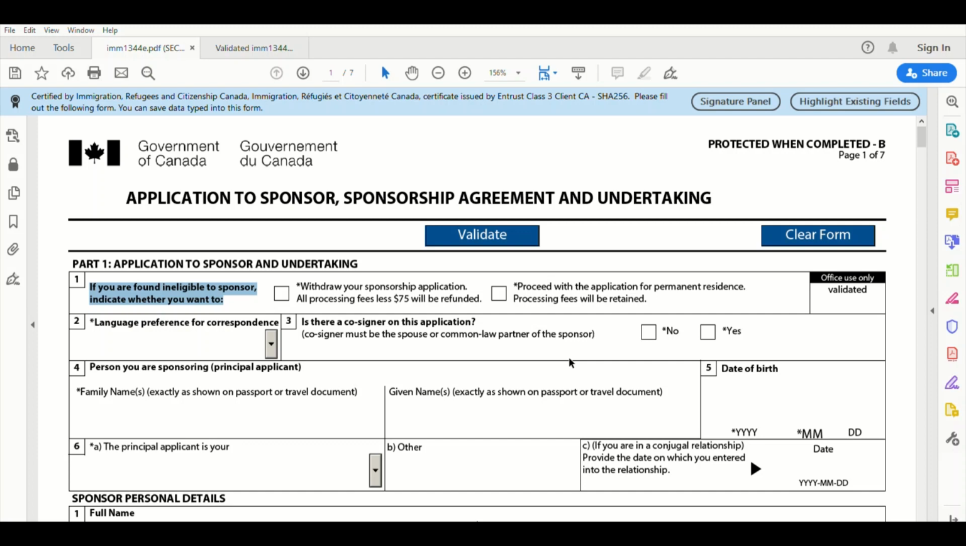Prospects tend to ignore the importance of the choices when found ineligible to sponsor, as the guides do not provide any information on Part 1, Question 1 of the form. In brief, the process of family sponsorship consists of two steps.